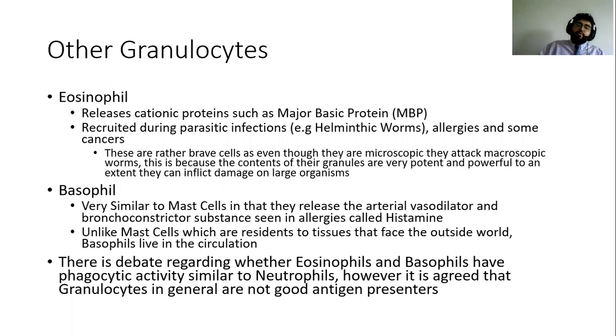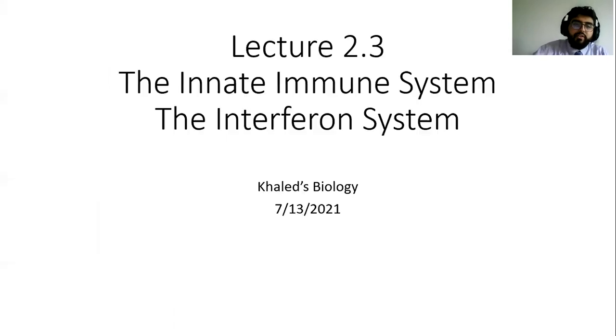You have basophils. They're very similar to mast cells, which we didn't talk about yet, but the mast cells are residents in the tissue. Basophils are in the circulation. Basophils release histamine, and histamine is really what mediates a lot of allergic reactions sometimes. But we'll talk more about these later. But just know that these are neutrophils' cousins, fellow granulocytes.